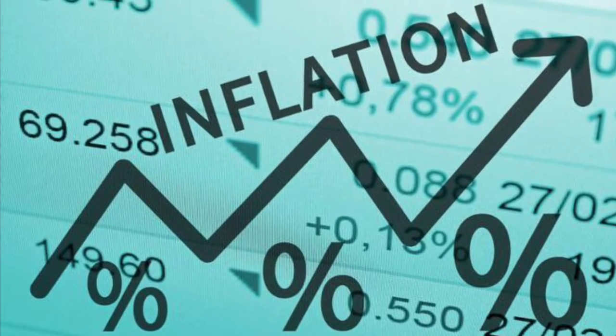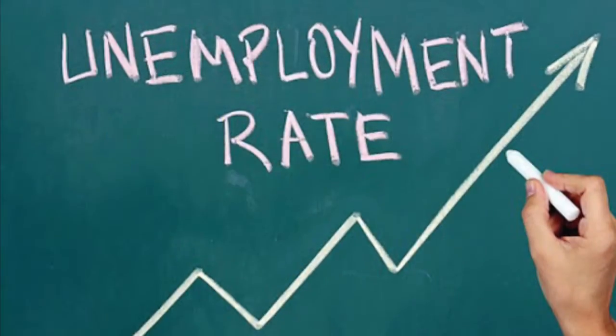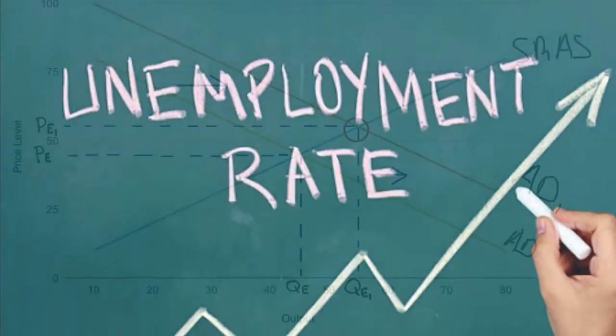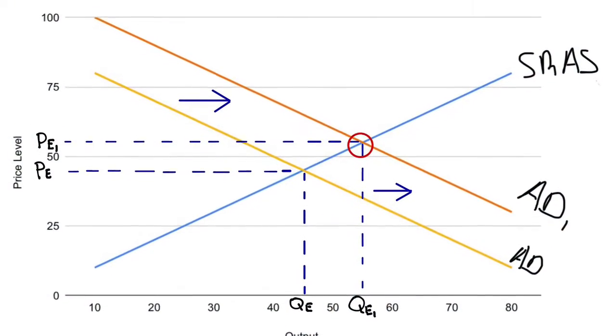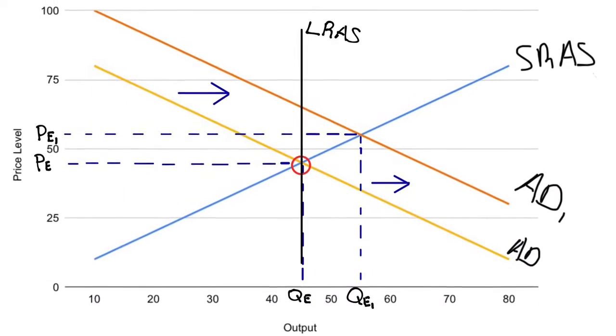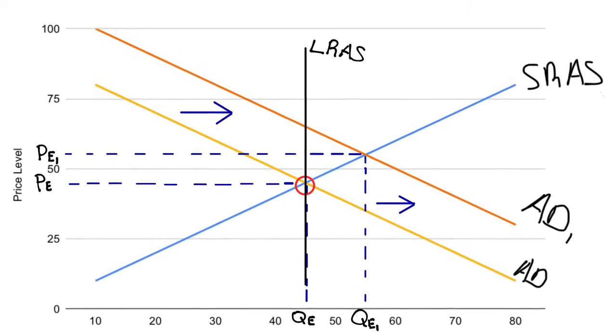In an inflationary gap, you have a high output and unemployment rate above the natural rate of unemployment. In addition, you can see that the actual GDP is above potential GDP, illustrated by the point where the LRS crosses the AD. Therefore, the government will have to take action to fix this inflationary gap.